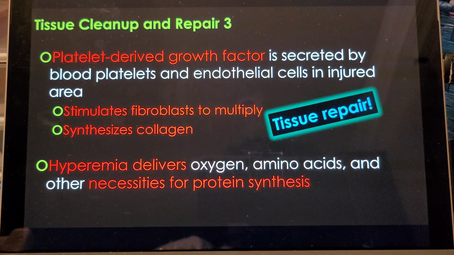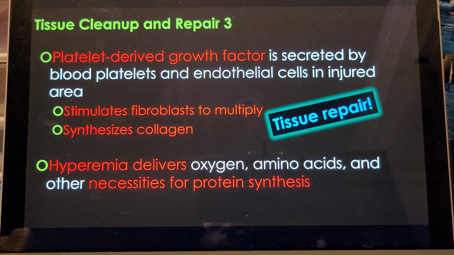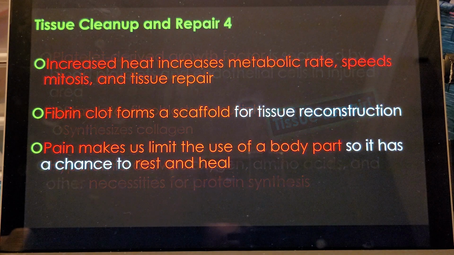Another thing dealing with cleanup and repair, so our platelets, again, they do a bunch of different jobs. They're going to secrete a growth factor that helps with repair, stimulate your fibroblasts. So in our connective tissue, those fibroblasts are the ones making the fiber structures, and help with synthesizing collagen, which is also going to be a supporting structure fiber to help with tissue repair. With that hyperemia, so the increased blood flow, making sure that tissue gets the nutrients it needs for tissue repair.